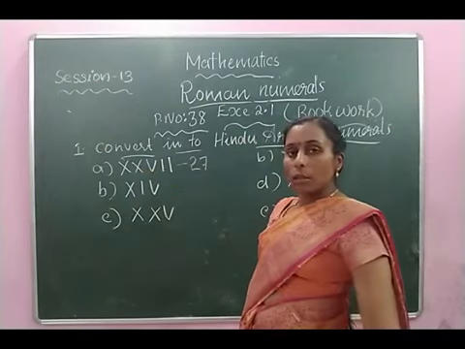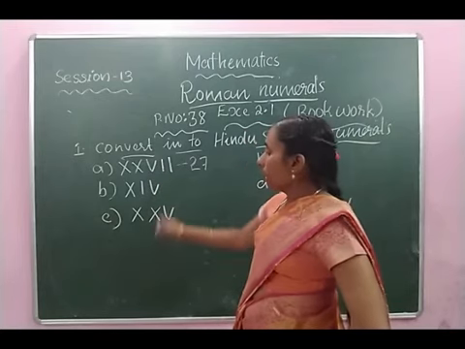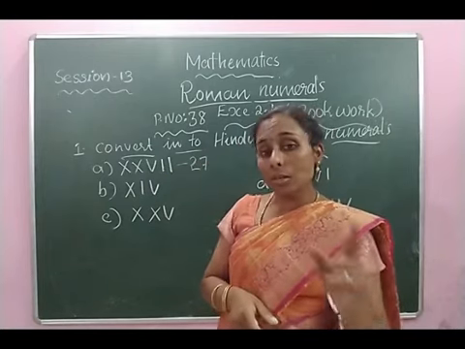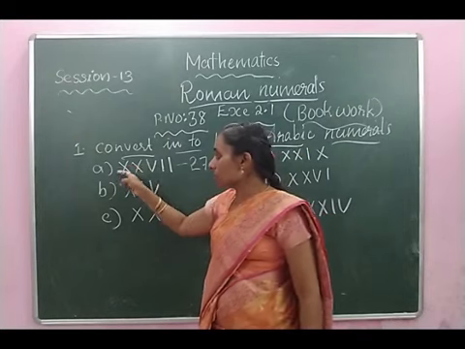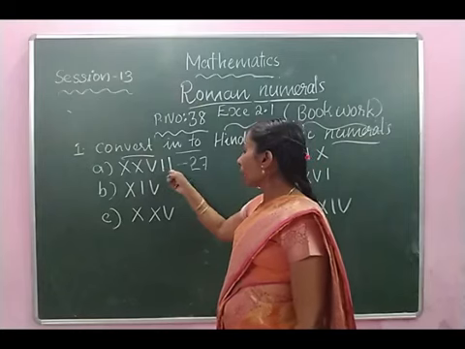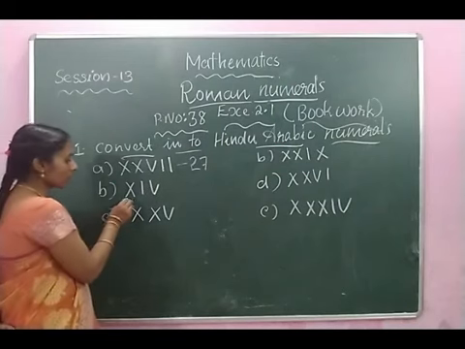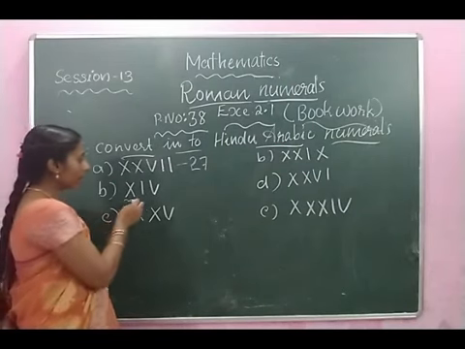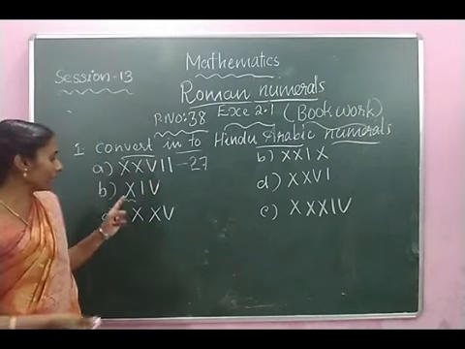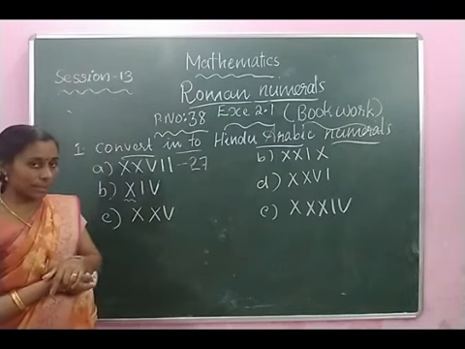25 plus 2, 27. Okay. X means 10, V means 5, I means 1. When two numbers come together, if the number is repeated, that shows addition. Here XX means 10 plus 10, 20. 20 plus 5, 25. 25 plus 2, 27. Next, XIV. X means 10, I means 1, V means 5. Here, see which rule is applicable. I comes between two numbers.